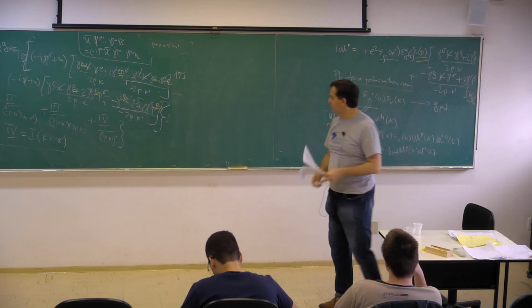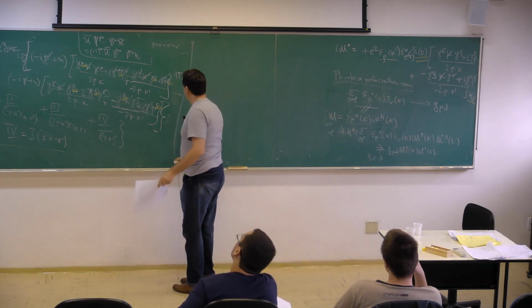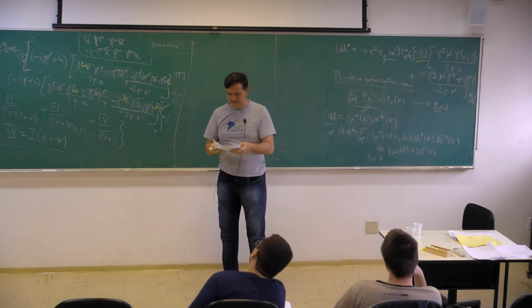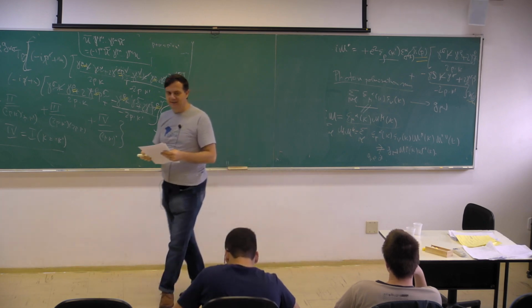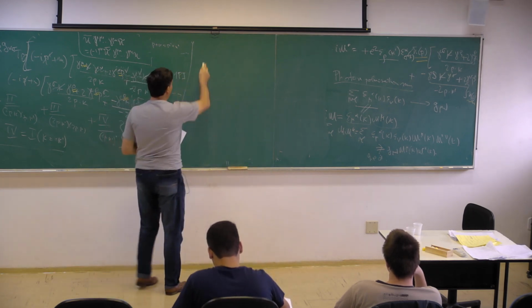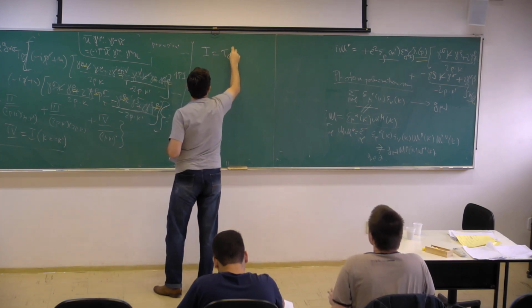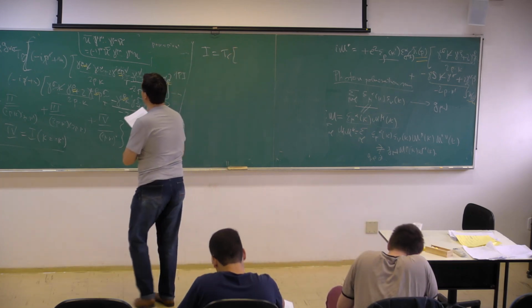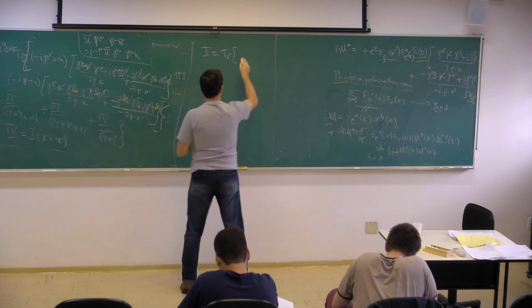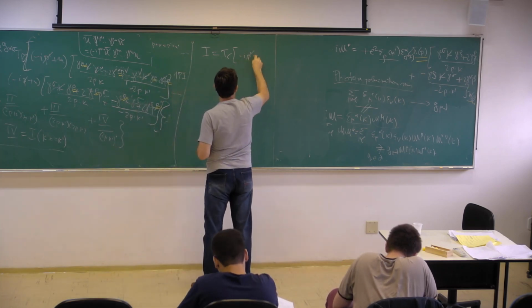All right, so now gamma matrix identities, fun stuff. So 1 is equal to trace of minus i p slash prime plus m.